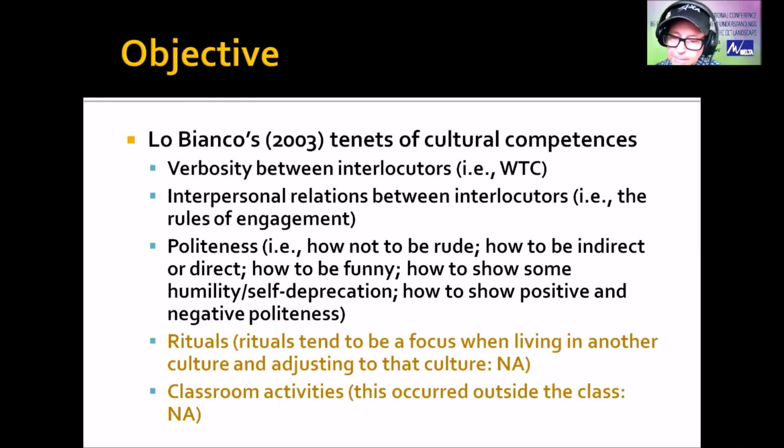Lobianco also talked about rituals, and they may be important if you're living abroad in another culture, such as in the United States, but we didn't think it was so important to focus on that. And since we asked students to do this autonomously, outside the classroom, the classroom itself wasn't a factor.